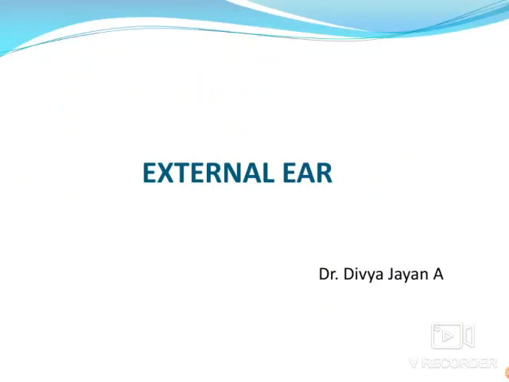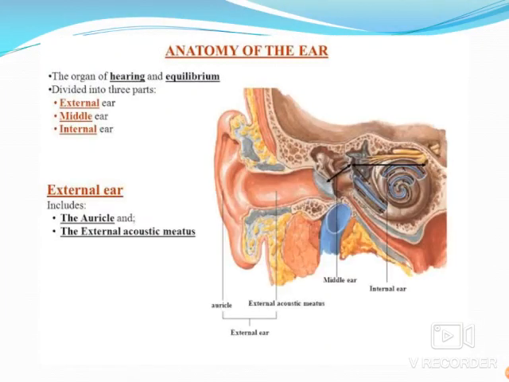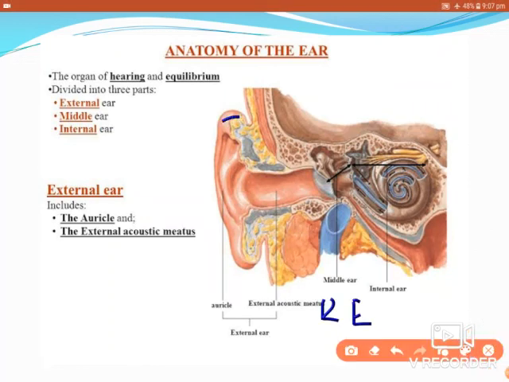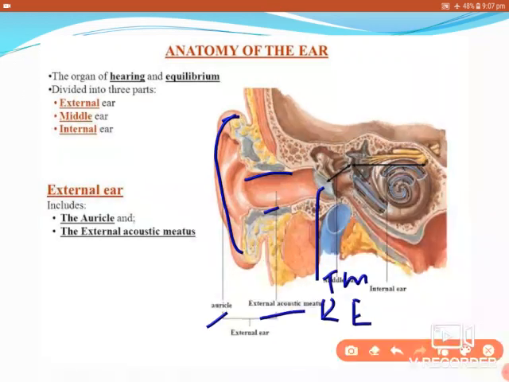Hello everyone, here I'll discuss the anatomy of the external ear. This is a figure of the ear. Externally, you can see the auricle or pinna, which leads into the external acoustic meatus. Medially, you can see the tympanic membrane, or eardrum.